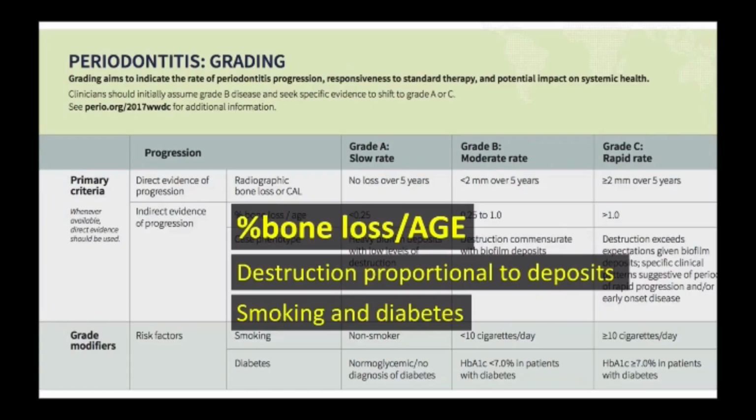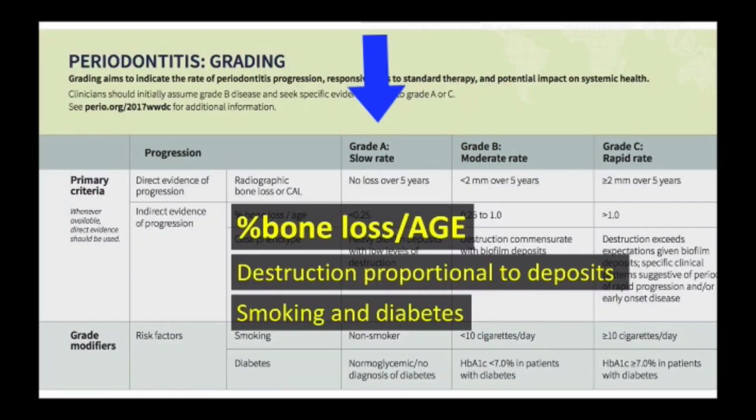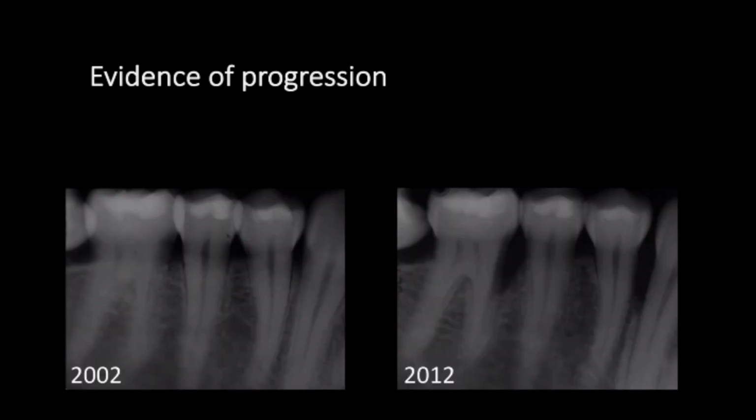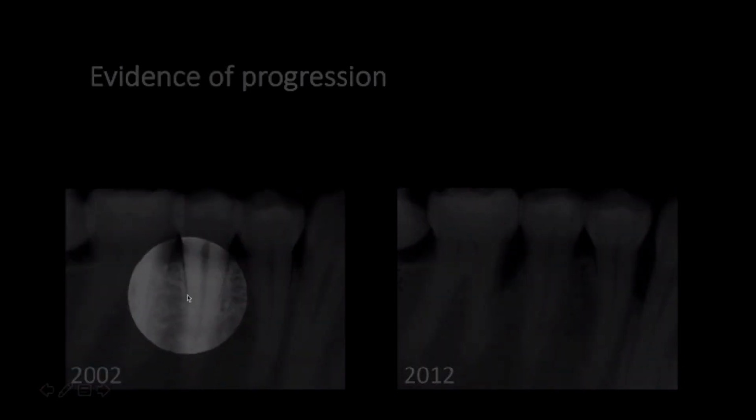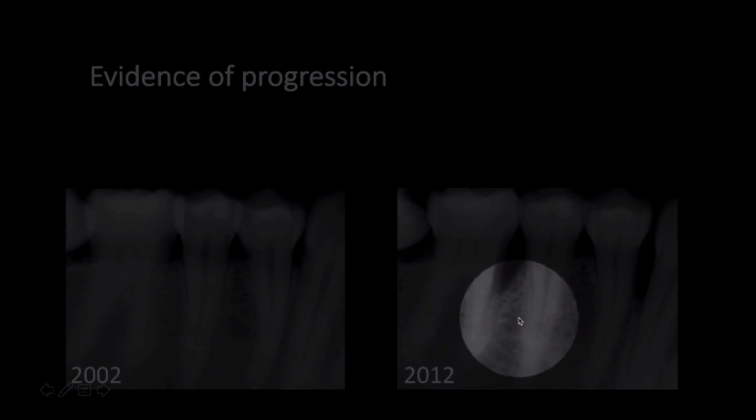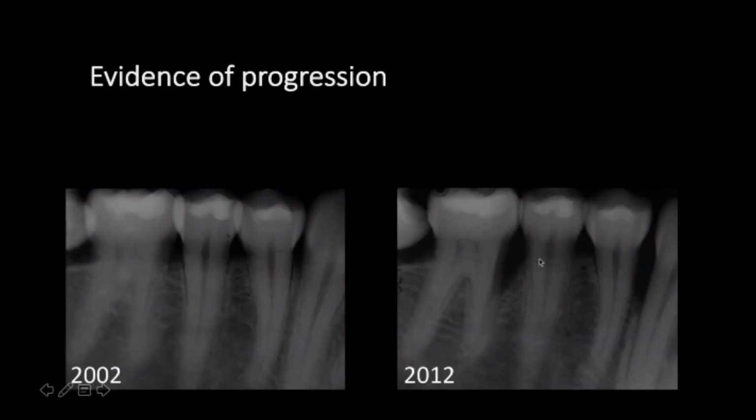And there's a direct correlation here. Same thing with diabetes. If they have normal glycemic control, their A1C is about 6, we're looking at grade A. When their glycemic control is close to 7, it's grade B, and over 7, we're looking at C. So if we follow our patients for many years, and this is a 10-year follow-up, we can start seeing some bone loss that developed after 10 years. So this is slow progression.